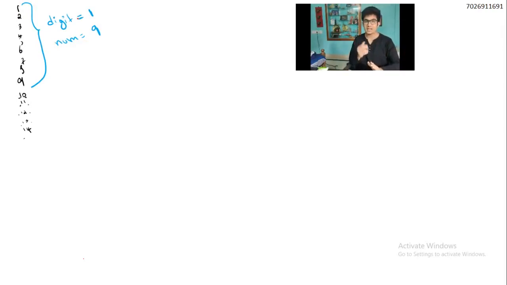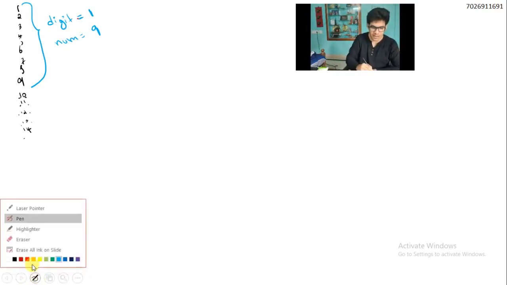After that, 10 has 2 digits, 11 has 2 digits, 12 has 2 digits, and if we go on, after 99, 100 has 3 digits. So is there any other number which has 1 digit? No. Only these 9 numbers have 1 digit. After that, let's see. I will write dash dash dash here, till 99. Till 99, how many digits are there here?